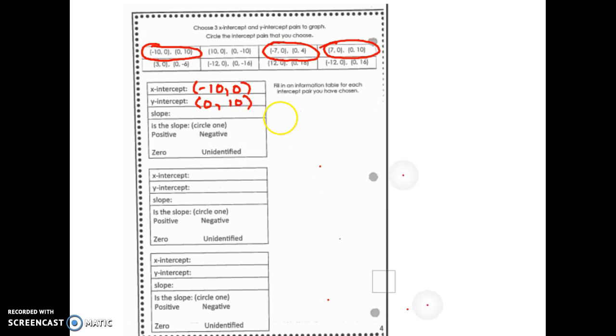My slope, remember, is going to be my y2 minus y1 divided by my x2 minus x1. So I've got 10 minus 0 divided by 0 plus 10, because I'm subtracting a negative. So I'm going to get 10 over 10, which simplifies to 1. My slope is 1. That's positive. There's my first one. I'm going to do the same thing for the next 2. And then when I graph these points, I'm going to graph -10, 0 and 0, 10, the 2 points, and connect them with a line. So that makes for the next 3 lines.